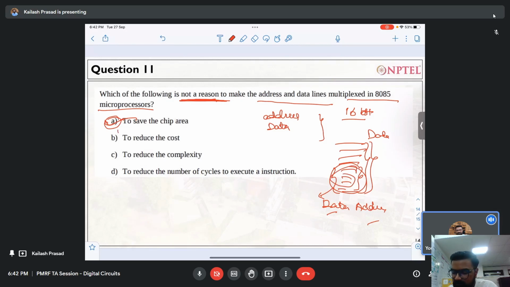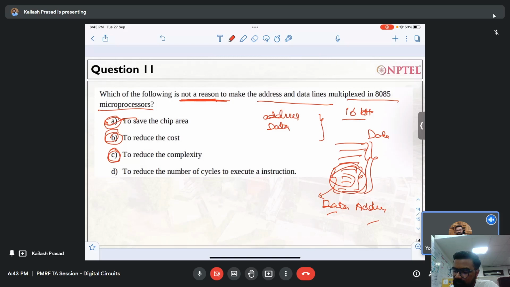So again, this is also a correct reason: this is the reason why you do address and data line multiplexing. It will also reduce the complexity, because now you have only data and address lines, and 16 lines can be used, right? If you have more lines, the hardware will be more complex.